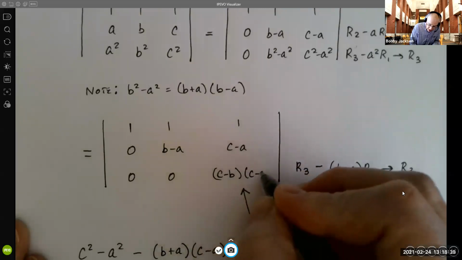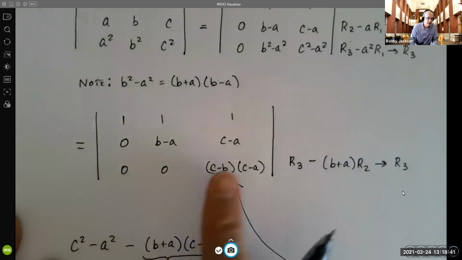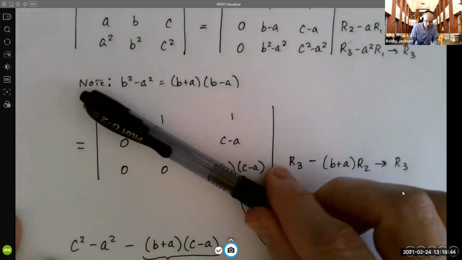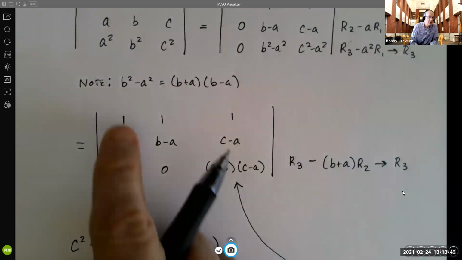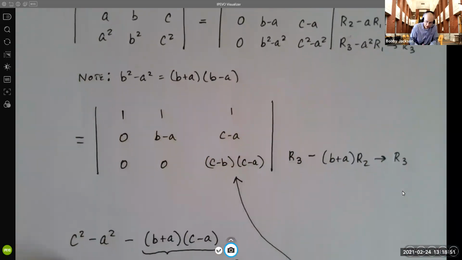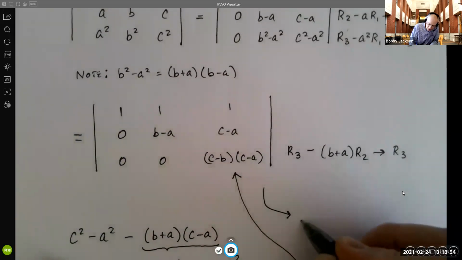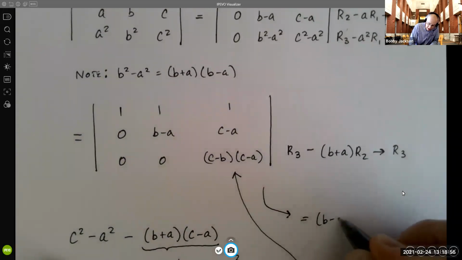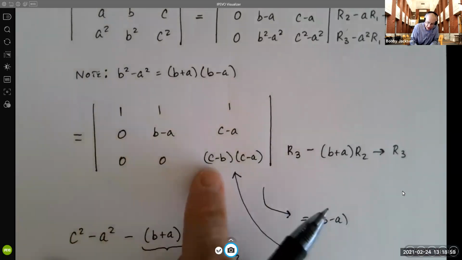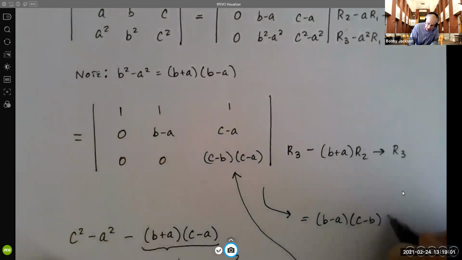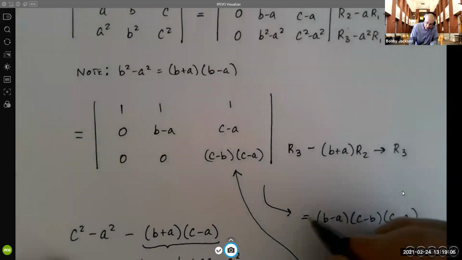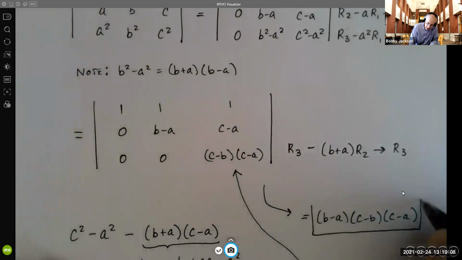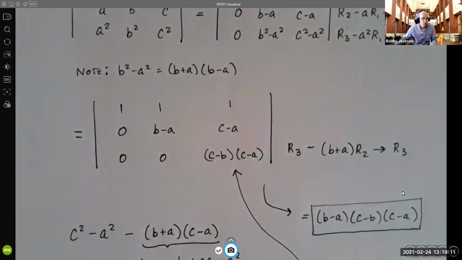Well, now we're essentially done, because now what's the determinant of this matrix? Notice it's a triangular, upper triangular matrix. Everything below the main diagonal is 0. For any triangular matrix, the determinant is equal to the product of the main diagonal entries. And so this is going to be equal to B minus A, 1 times B minus A times C minus B times C minus A. And that is the expression we were supposed to show. And we have done it. So I hope this helps on number 23 in section 2.2.